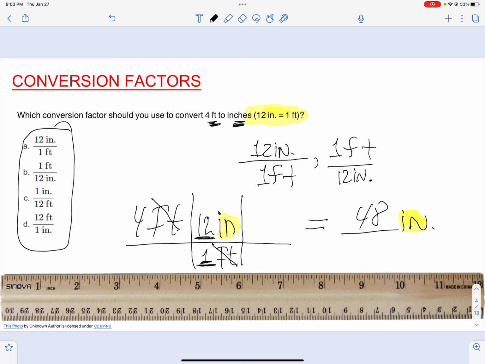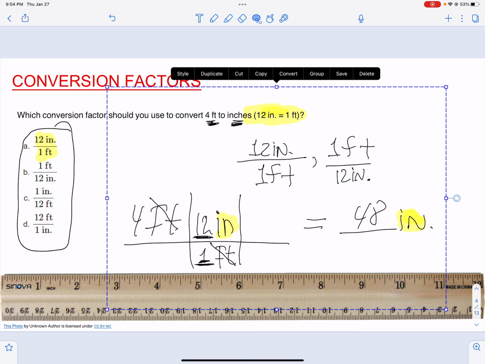So let's do that again. So what would be the answer there? The answer would be 12 inches over 1 foot. So that would be the answer. So once more, let's do it once more, and then we do some more problems.